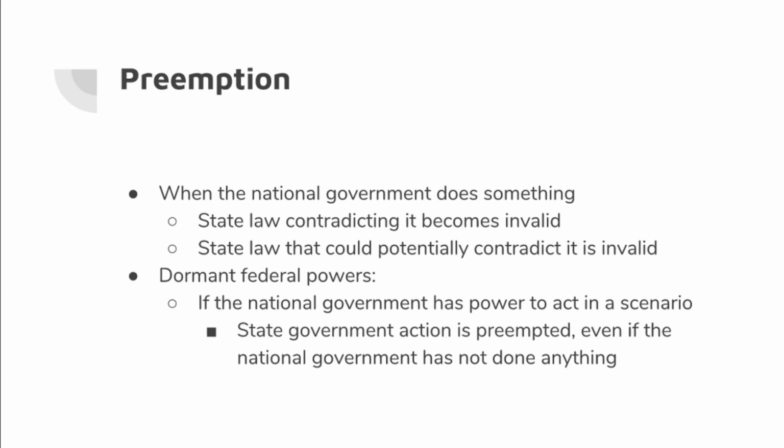So, for instance, if the national government has the power to declare war and they haven't declared war yet, then their power to declare war would be considered a dormant federal power. In relation to this idea of preemption, dormant federal powers mean that when the national government could act, but they haven't acted yet, then any action by the state government is preempted, which means prevented. So in our example, if the national government has the power to declare war and they haven't declared war yet, that doesn't mean that the state of Minnesota can declare war on Canada because they don't like them.